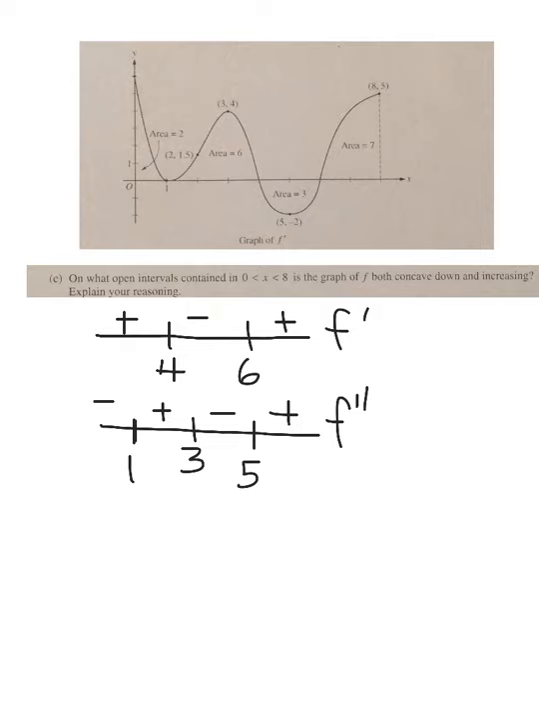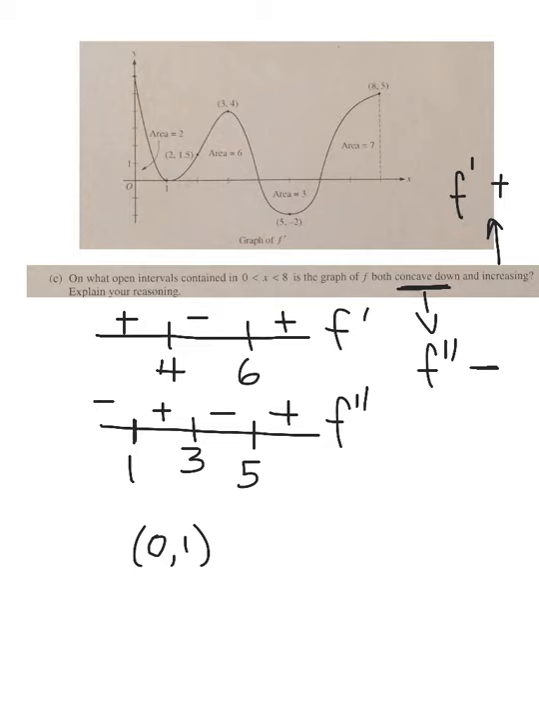Okay, so we're looking for concave down. So concave down means that f double prime is going to be negative. Increasing means that f prime is going to be positive. Okay, so if you look, you should see 0 to 1 will be the first place that will happen. So let's look. 0 to 1 here is negative. Second derivative is negative. And 0 to 1 here, the first derivative is positive.